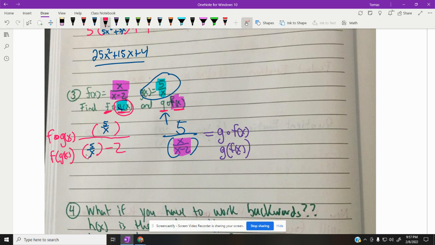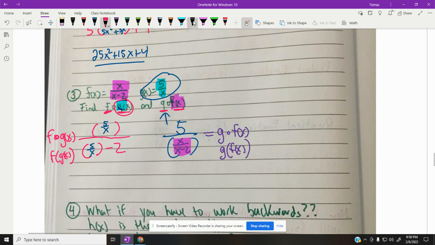Okay, the G is inside the F. And right here, the F is inside the G. So I don't want you to worry about multiplying and simplifying. I just want you to do the setup correctly. All right? Do the setup correctly.